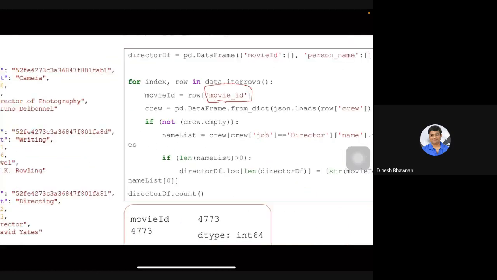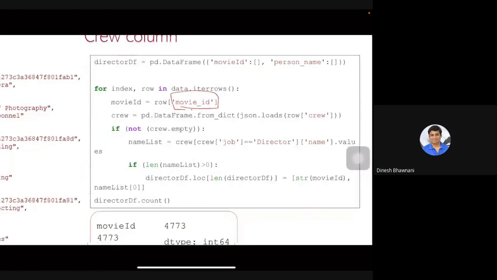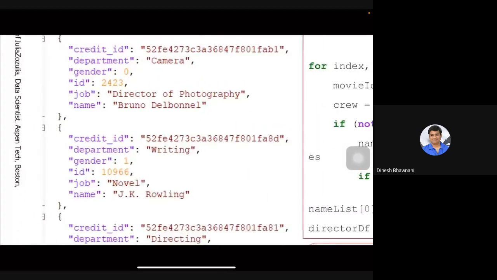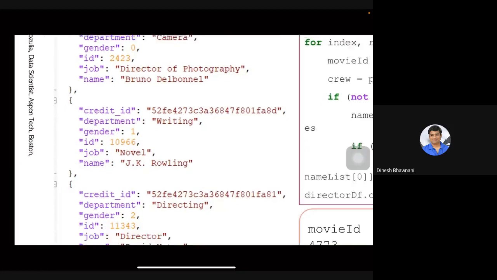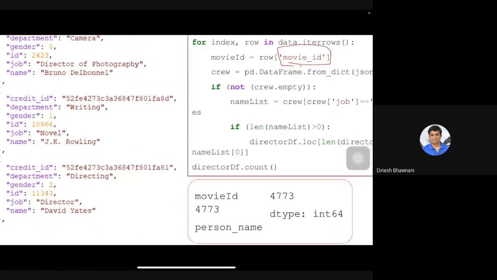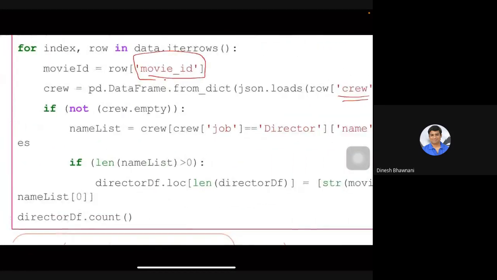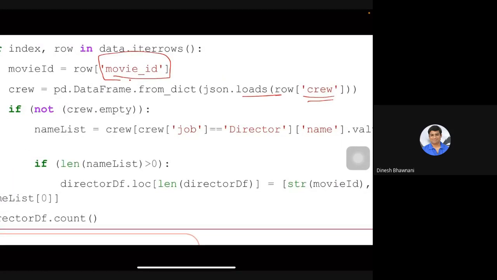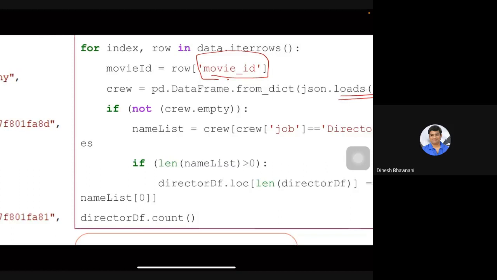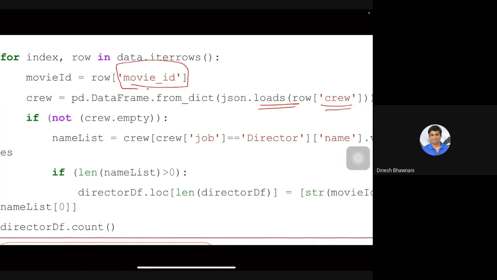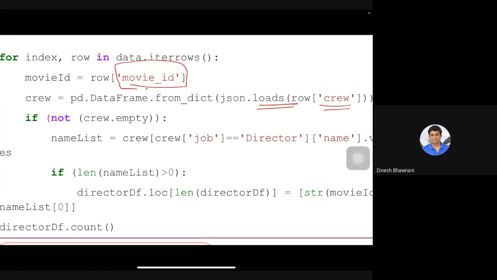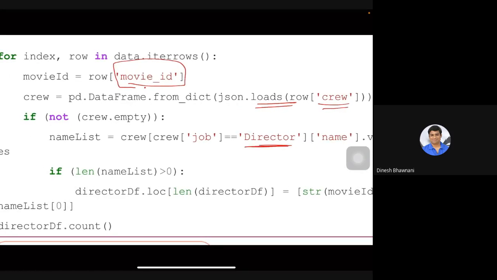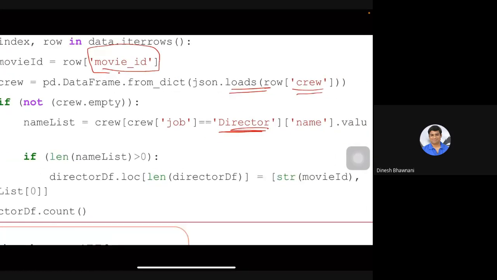Like credit ID, there is movie ID also. Then for looking up crew, you have to look up crew. See here there is crew. Okay, not in this, but in the data set there is. So look up that crew. Then see json.loads 0. Wherever it says JSON, that is coming from JSON. Now, if crew is not empty, then name list crew. See the job. Is it director? Only match for directors, in the name.